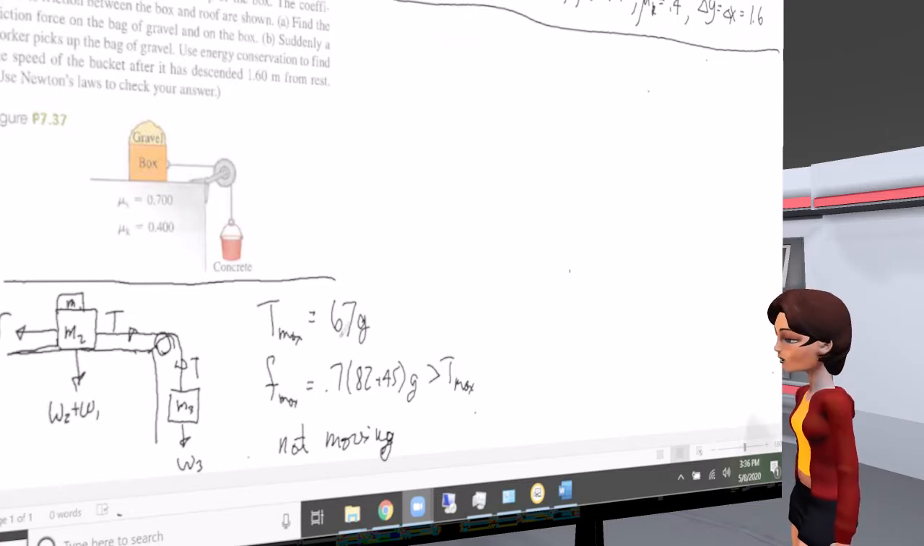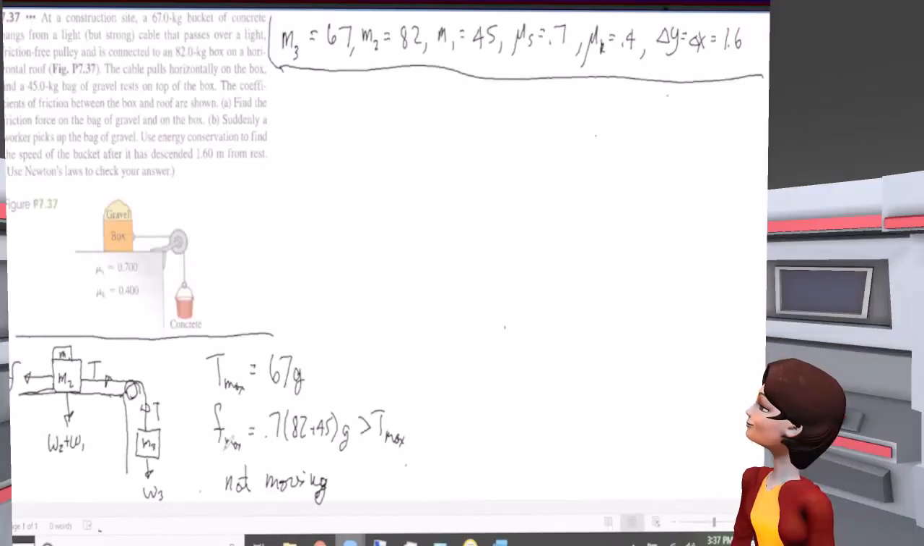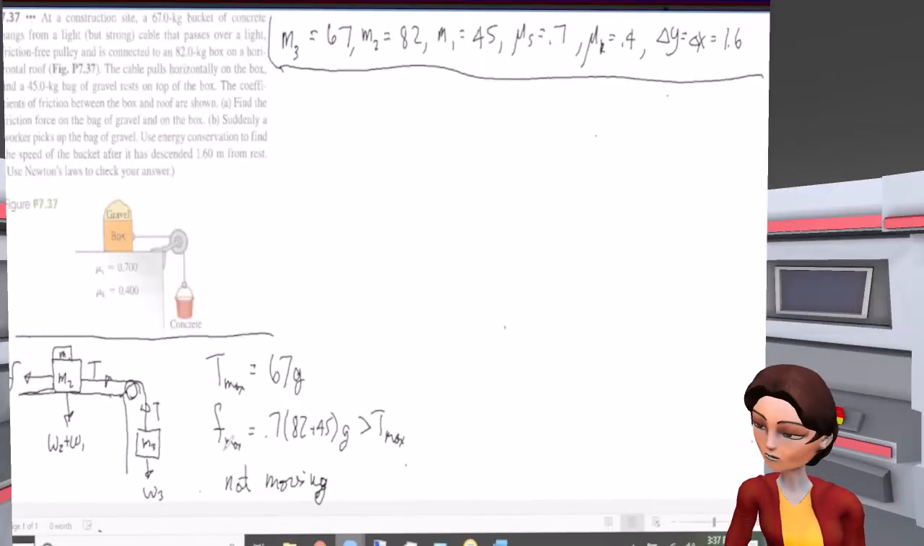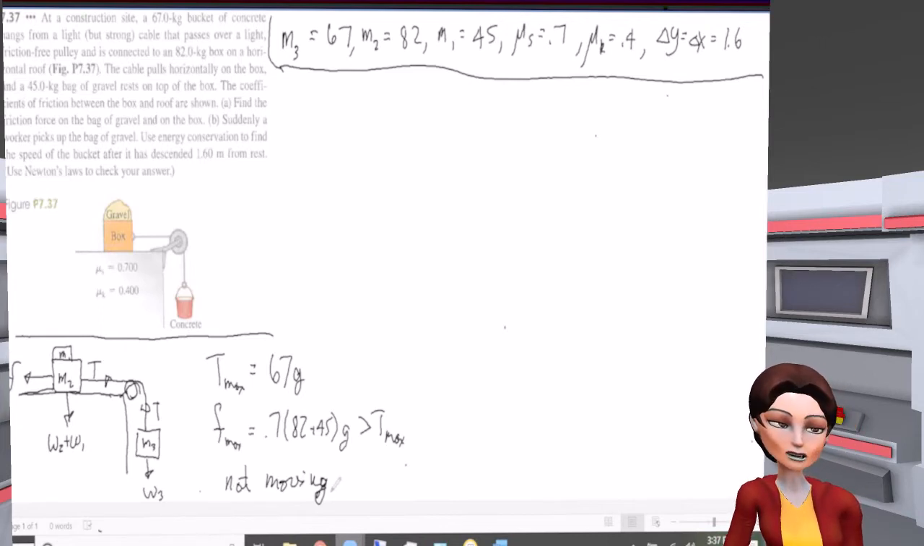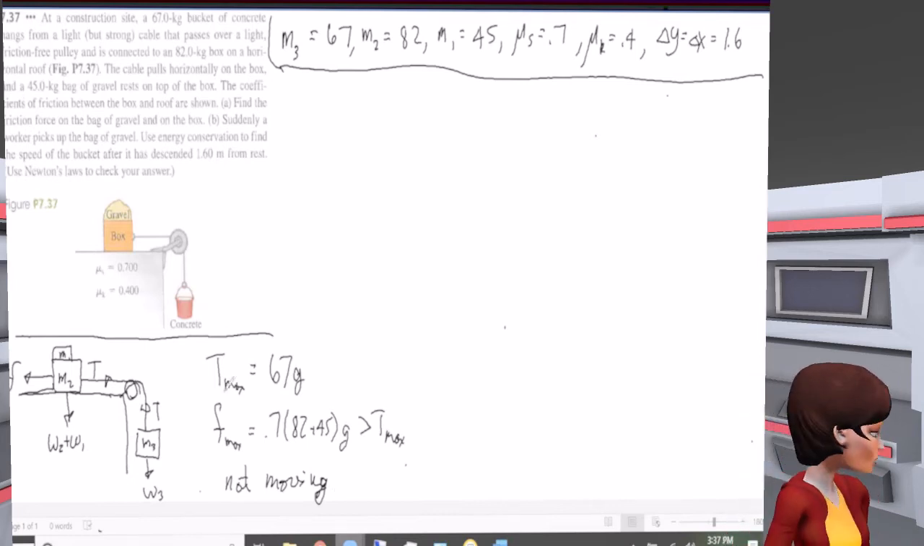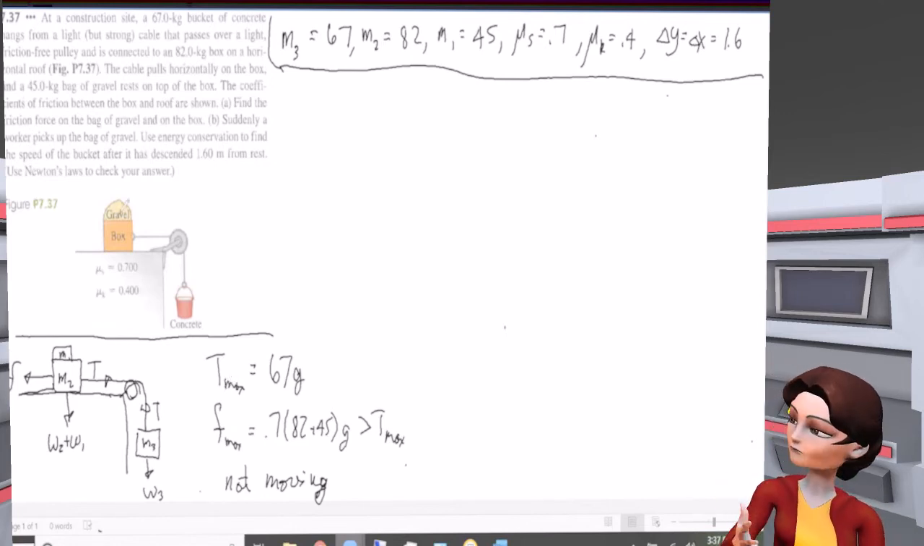And you found in part A that while the maximum tension is 67 g, the maximum static frictional force is greater. So that at least for part A, the system is not moving, therefore there is non-zero frictional force only on the box M2, and that is just Tmax. While the frictional force on the gravel, M1, is zero.